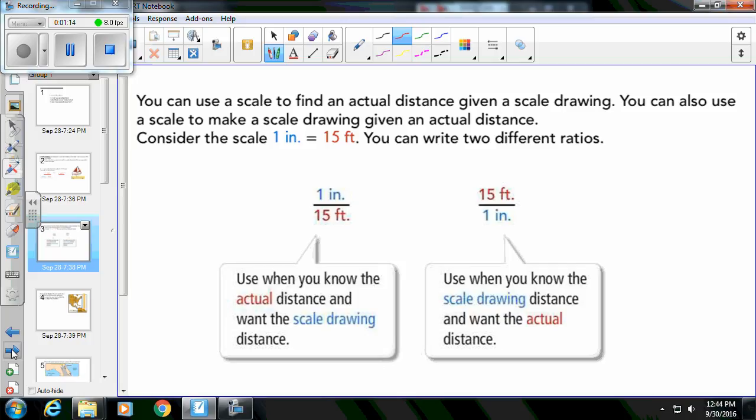So we're going to consider the scale 1 inch equals 15 feet. We can write two different ratios: 1 inch over 15 feet, or 15 feet to 1 inch. Okay? Now, use one when you know the actual distance, and use the other when you want the actual distance. As long as you're consistent when you set up your proportion, you shouldn't have any issues.